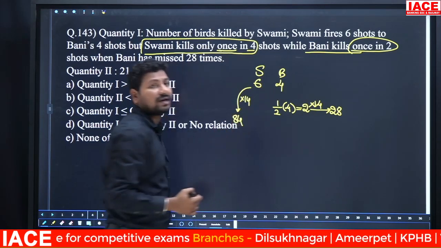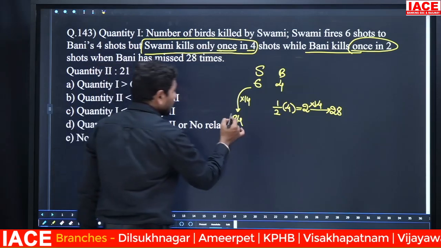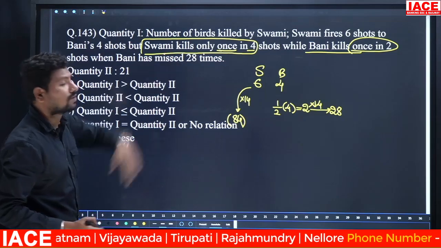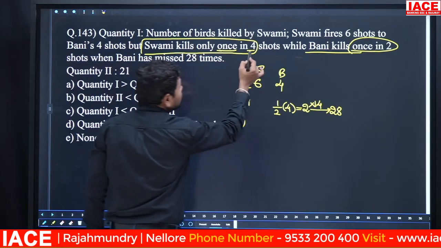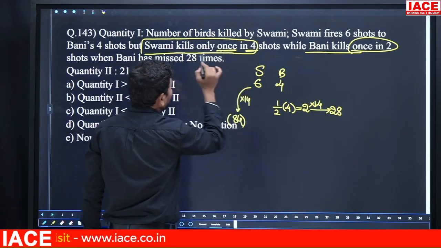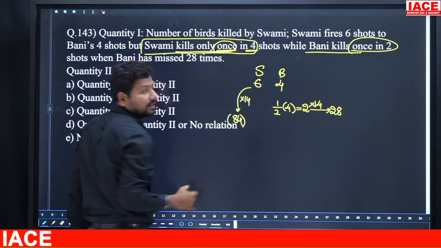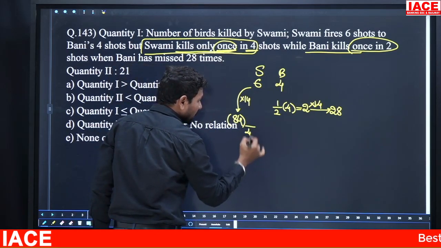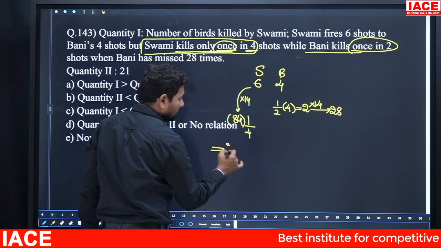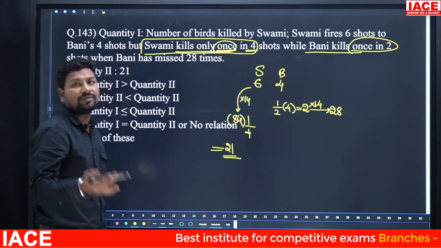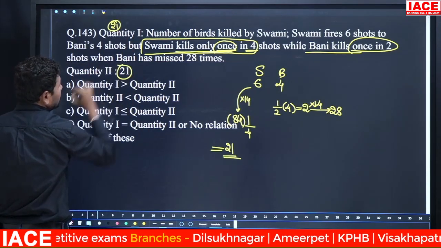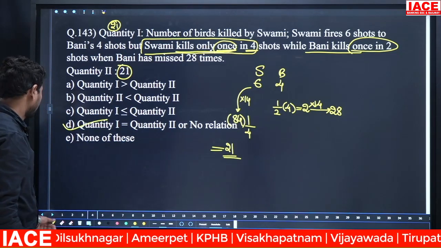Then Swami completed how many shots? 84 shots. Out of 84 shots, the question is about the number of birds killed by Swami. Every 4 shots, 1 shot will kill. Every 4 shots, 1 will be killed, so 84 by 4. How many birds will be killed? 21 birds. That means quantity 1 value is 21. Quantity 2 is also 21. Then both are equal. Option D.